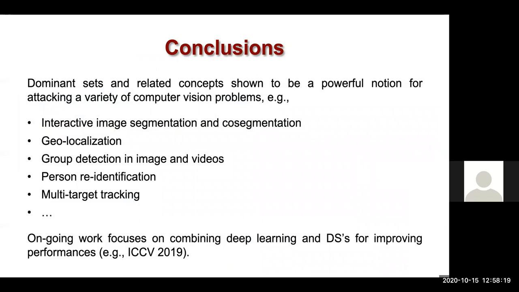We've seen interactive image segmentation, geolocalization that I just mentioned, group detection, personal identification, tracking. And of course, we are trying now to combine this framework with deep learning, especially Siamese networks, to get more accurate similarity measures. And this is a paper which we just published last year at ICCV 2019.